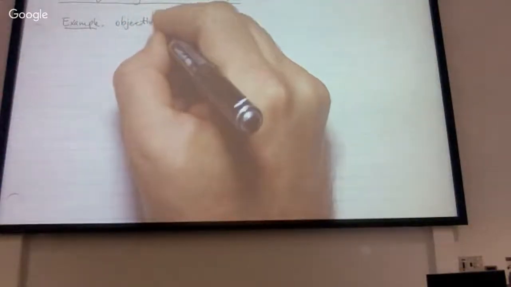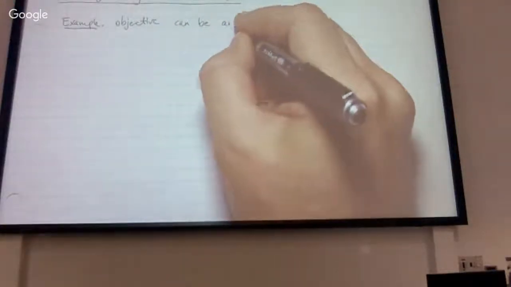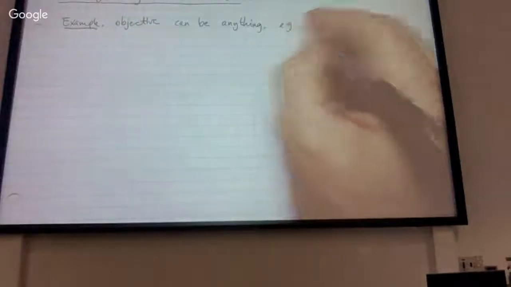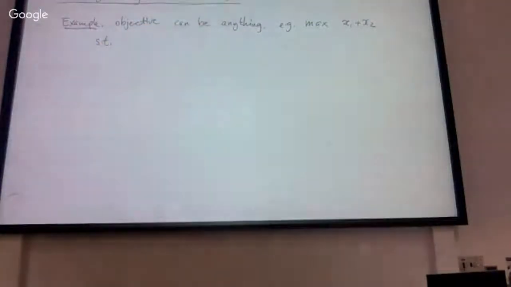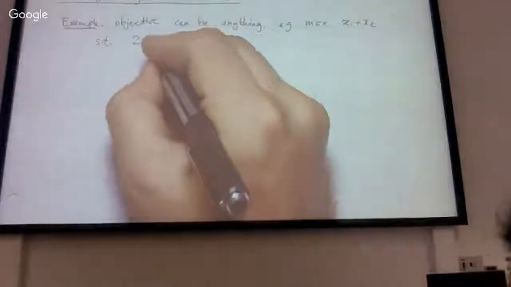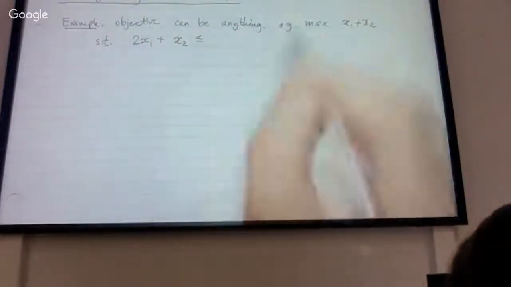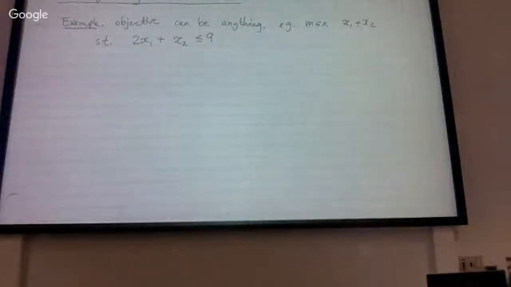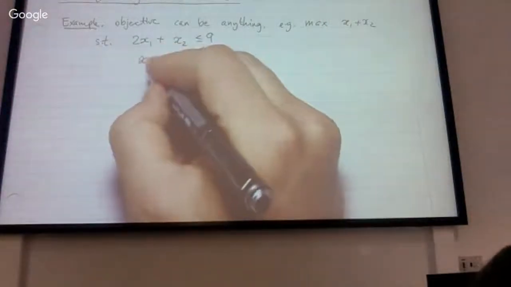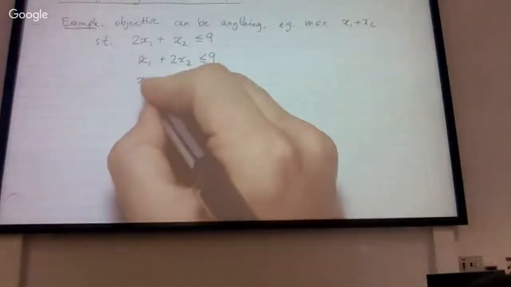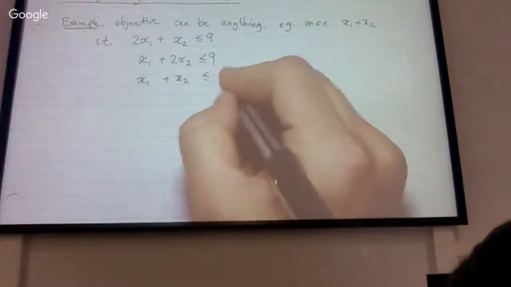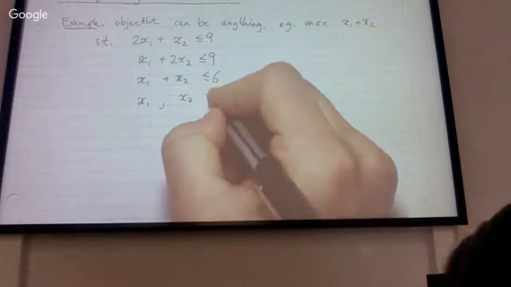Okay, the objective, we don't really care. For example, maximize x1 plus x2, but the constraints are 2x1 plus x2 is less than or equal to 9, and x1 plus 2x2 is less than or equal to 9, and x1 plus x2 is less than or equal to 6, and both x1 and x2 are greater than or equal to 0.